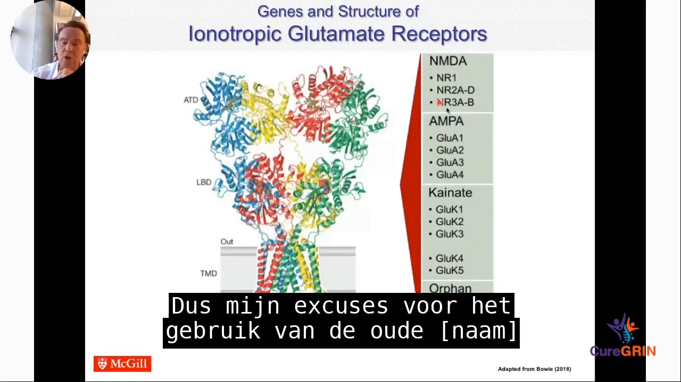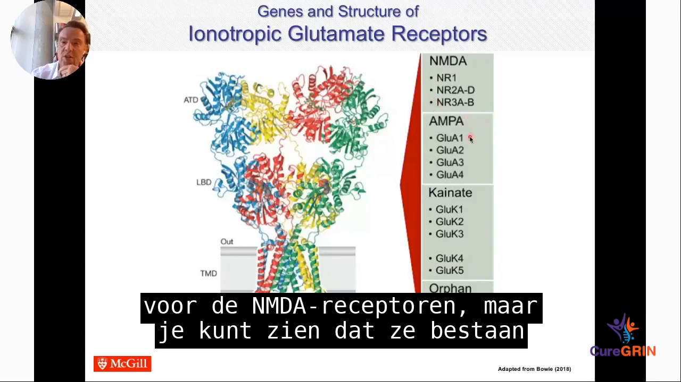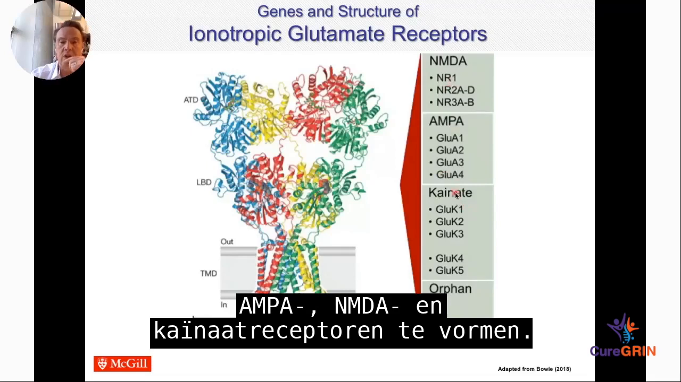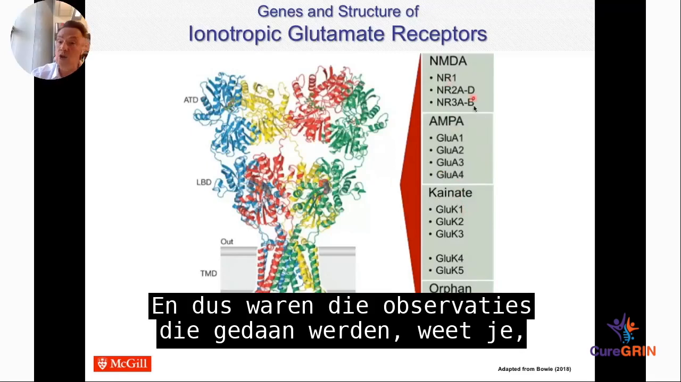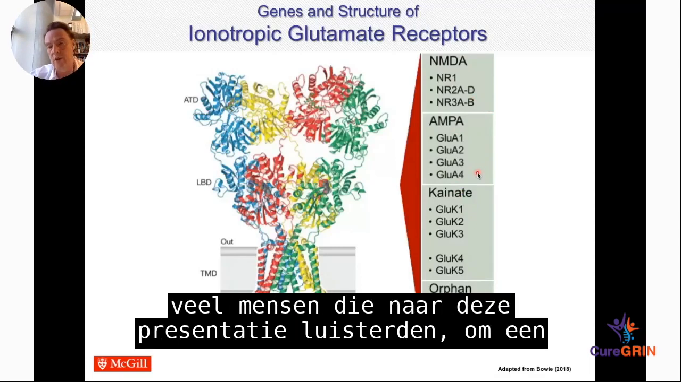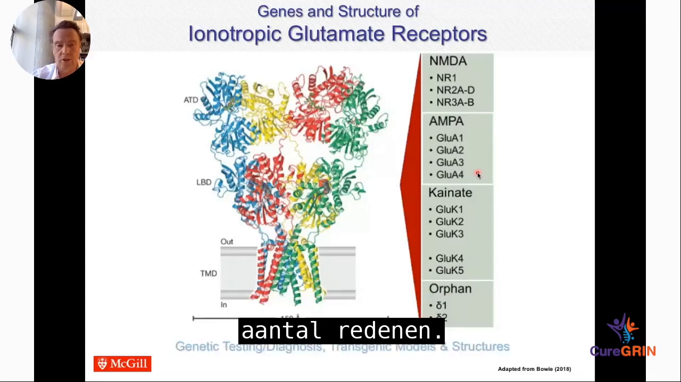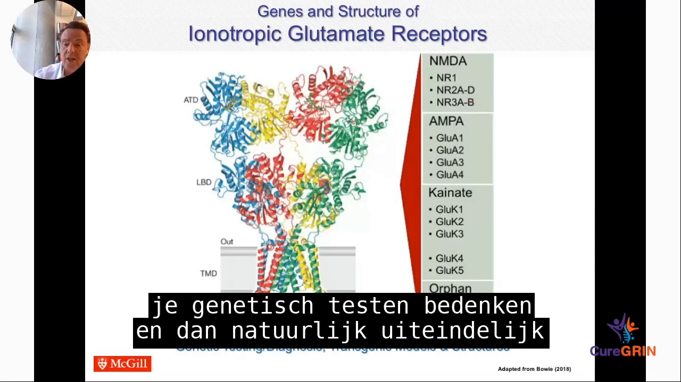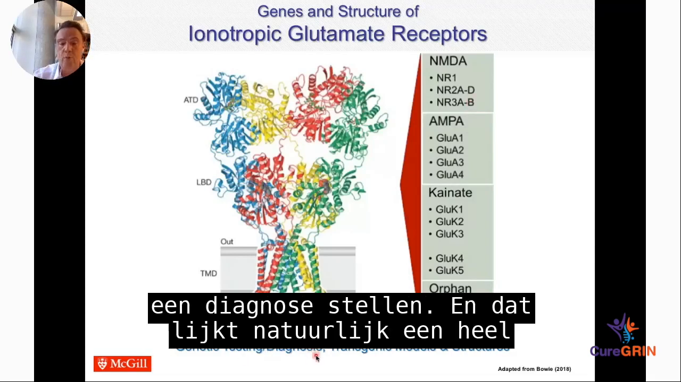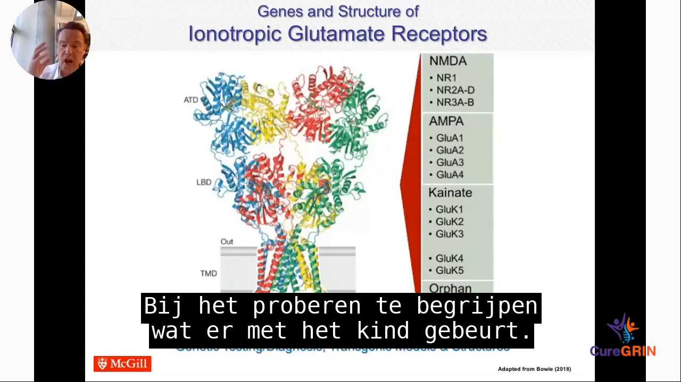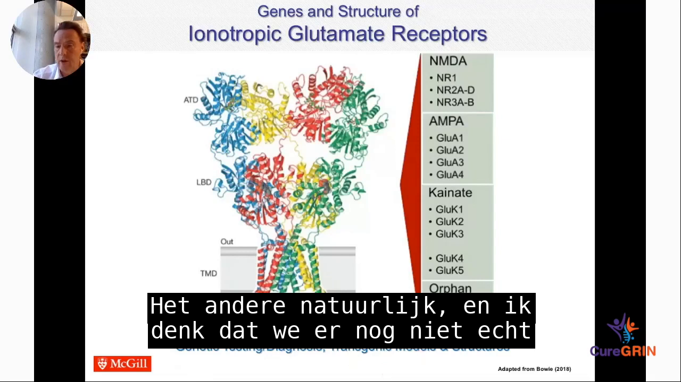I apologize for using the old nomenclature for NMDA receptors, but you can see that they're made up of these different types of genes that come together to form the AMPA, NMDA, and kainate receptors. Those observations, which were done 30 odd years ago, were very important for many people listening to this presentation, for a couple of reasons. The first thing, of course, is that if you know what the gene is, then you can come up with genetic testing and eventually diagnosis. And that seems a very important aspect for patients and their parents in trying to understand what's happening to the child.